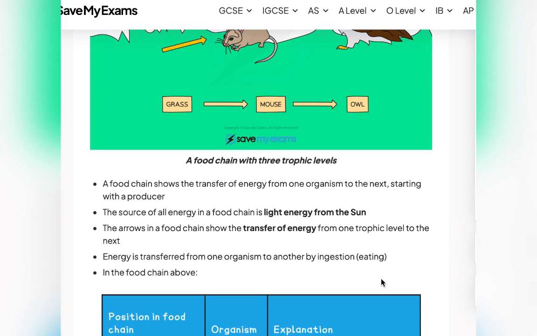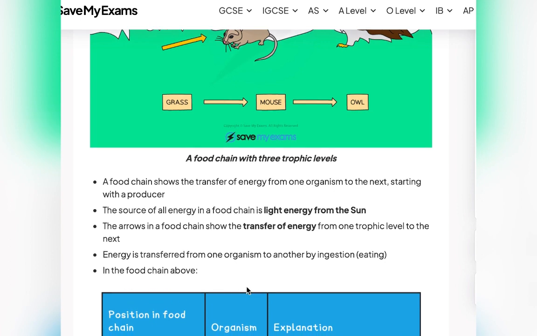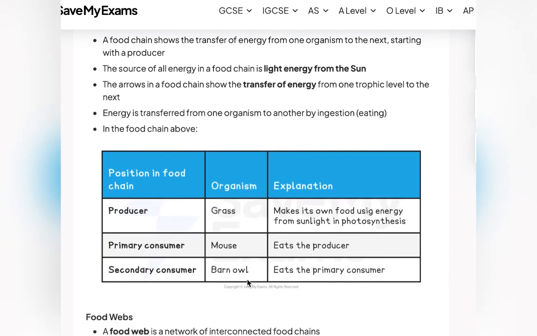Energy is transferred from one organism to another by ingestion. That's eating. You eat it and digest it. That's how it is. In the food chain above, let's take a look at the position in the food chain. We have the producer. A good example of a producer is grass. Grasses can manufacture their own food using sunlight energy in the process known as photosynthesis.